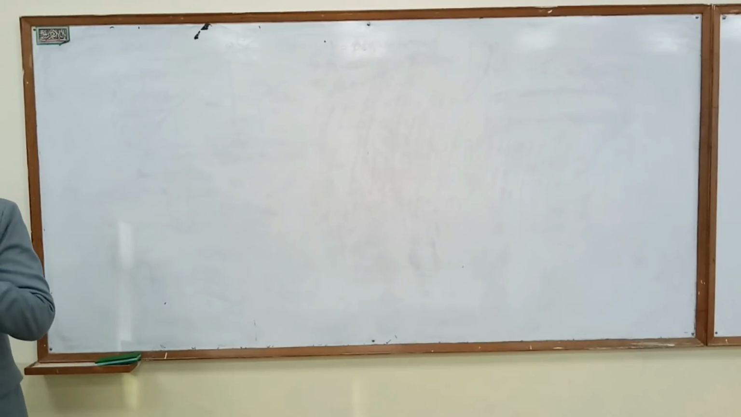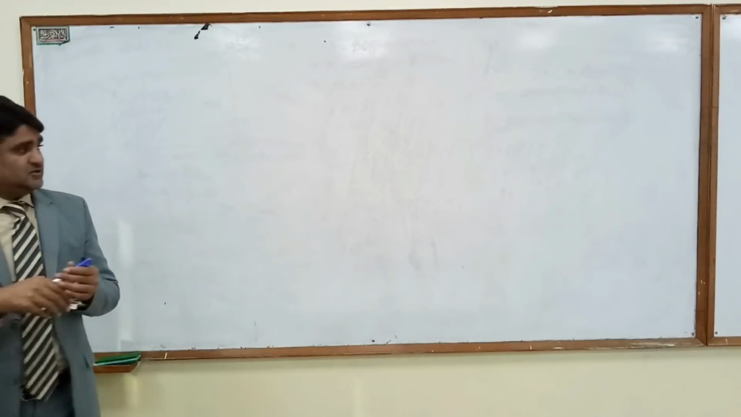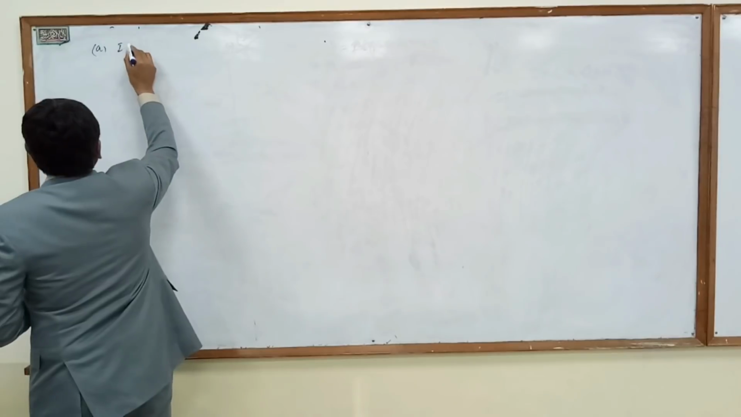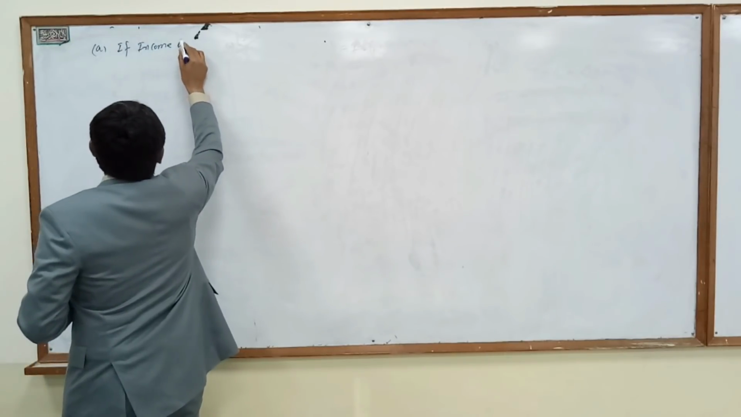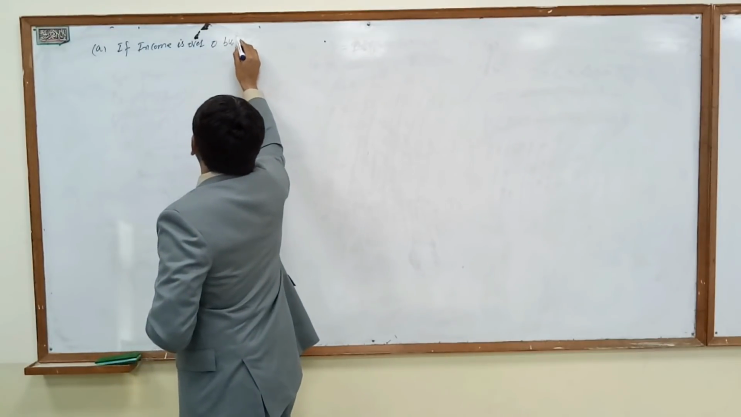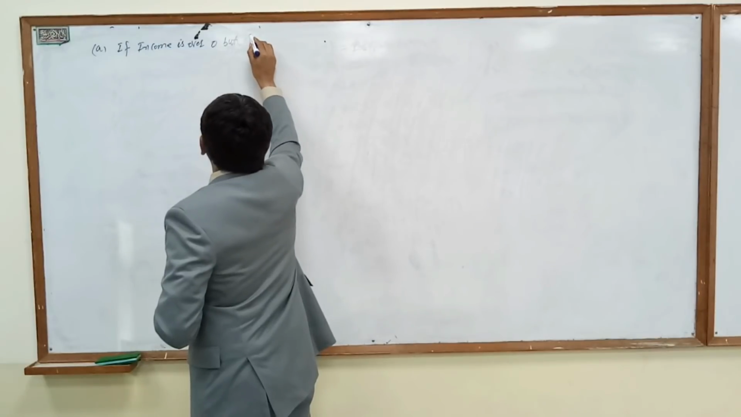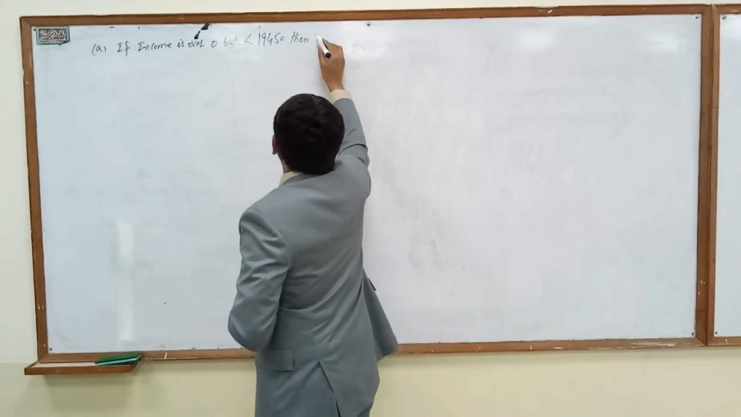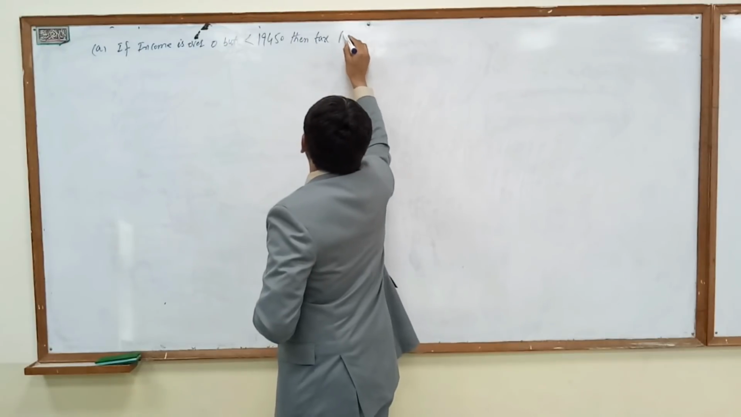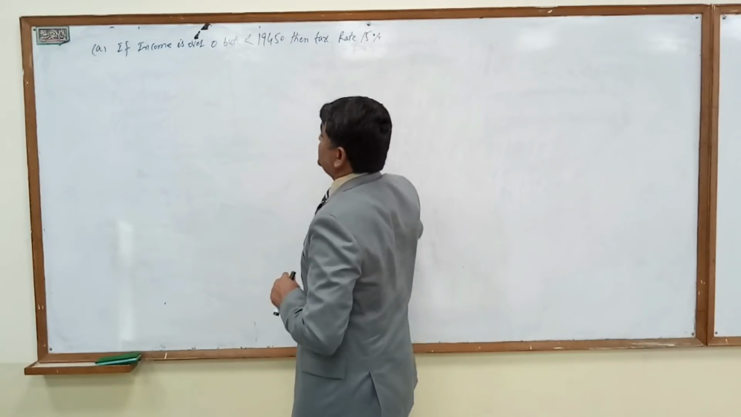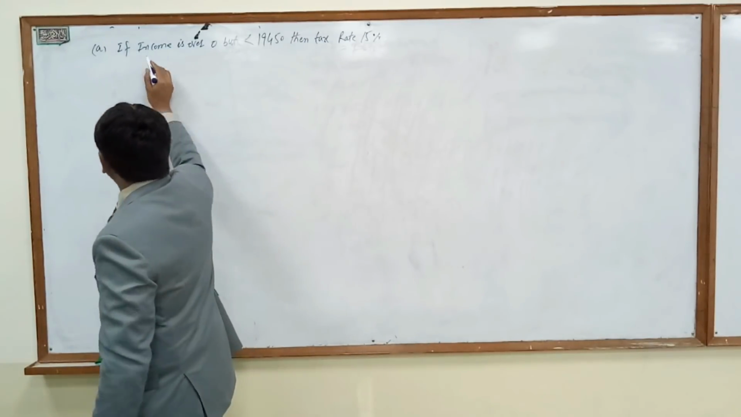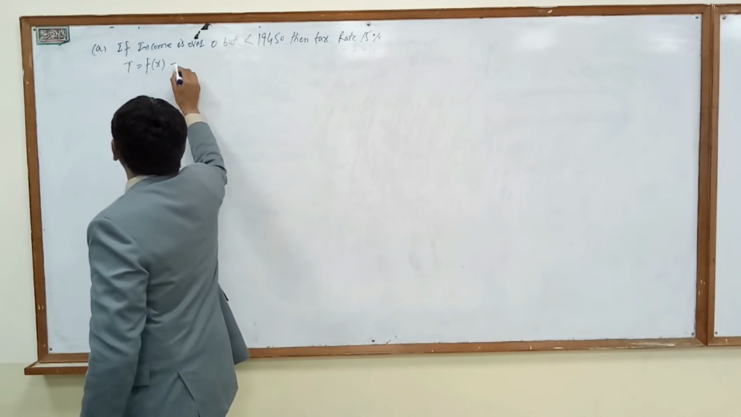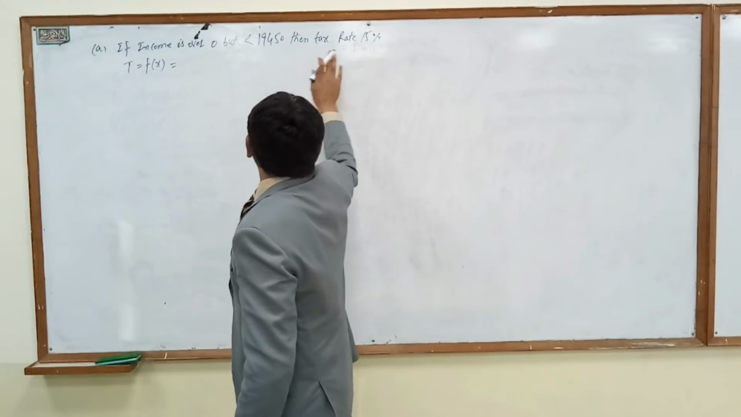We have to determine the function. What is the first condition? If income is over 0 but not over 19,450, then the tax rate is 15%. And as we know, t is a function of x. So we can draw the function here. What is the percentage? That is 15%.